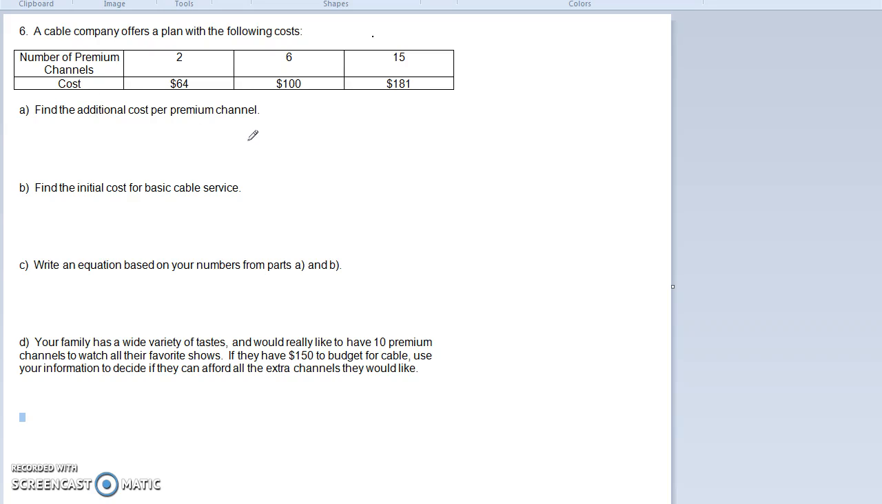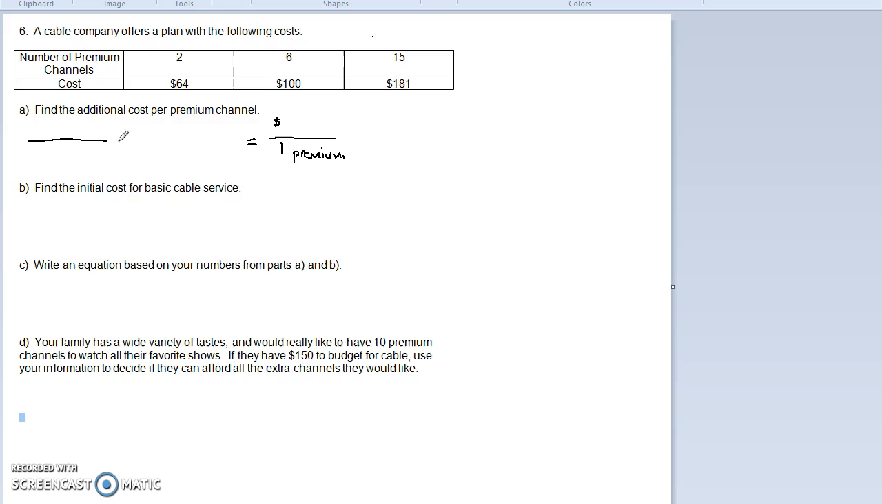So in order to find the slope, remember that my final goal is I want to know how much it costs per one premium channel. This is a situation where you have cable and they charge an additional amount per premium channel. So we want to, when we're done with this slope, know how much it costs for one additional premium channel. So we can pick any of these points. We just need 2 of them. I'm going to just take the first 2.